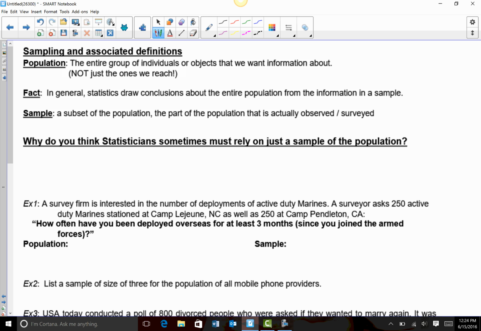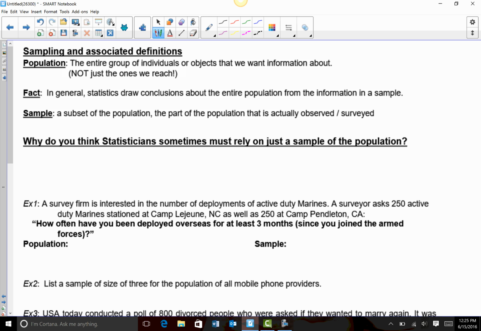In example 1, it says that a survey firm is interested in the number of deployments of active duty Marines. So the surveyor asked 250 Marines from Camp Lejeune and 250 from Camp Pendleton, how often have you been deployed overseas for at least 3 months since you joined the armed forces. Sometimes what I find with these problems, whenever they ask you to identify what's the population and what's the sample, I like to pick out the sample first, because the problem is going to tell you what the sample was. They're going to outright tell you who was chosen as your sample.